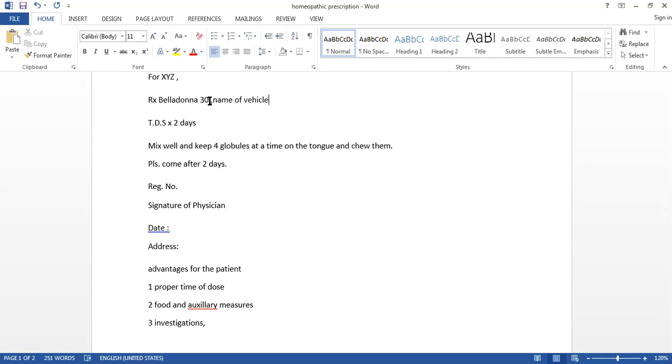Then 1 teaspoonful is taken orally. The remaining portion has to be discarded. Each dose is taken every morning or in the evening, whatever you have described, on an empty stomach. The remaining doses should be used in a similar way. In this way, you can give the prescription for the 50 millesimal scale also.